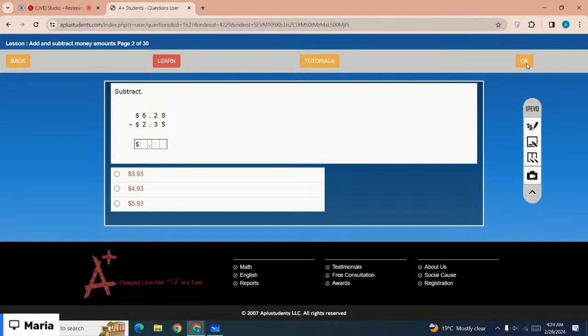6.28 take away 2.35. Which is the correct option? Which option is the correct one?